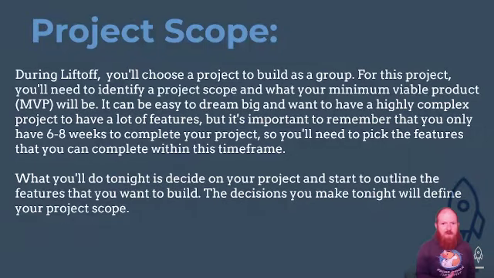But during this unit, we're going to try to build a group project. We're going to have to identify what our scope is. That means what are we going to complete by the end of this? And to do that, we need to talk about what's called a minimum viable product, an MVP.